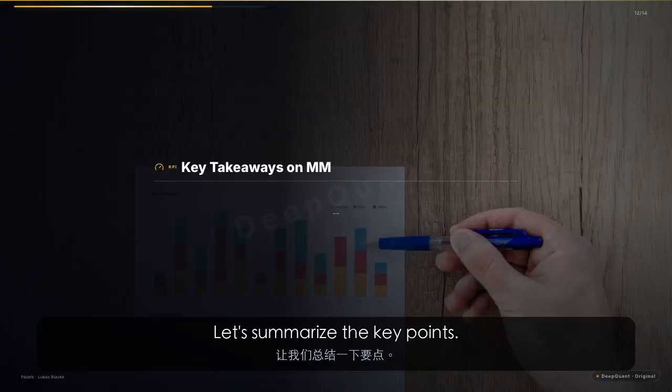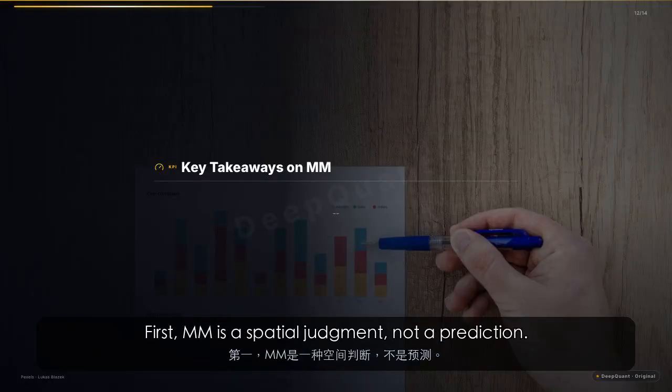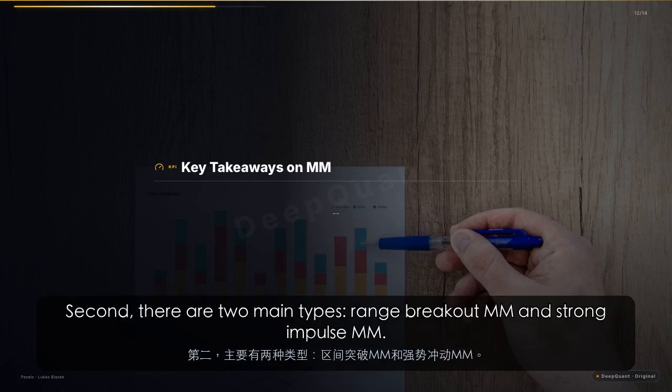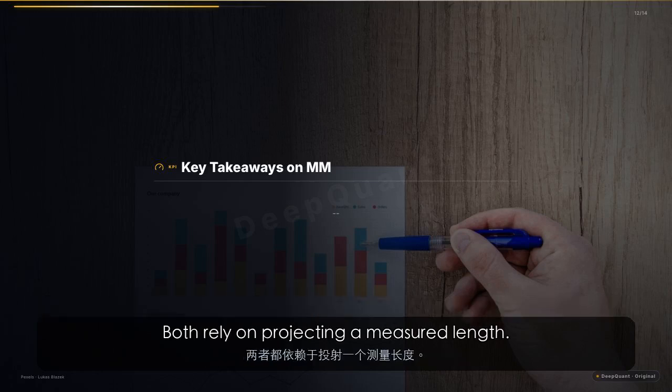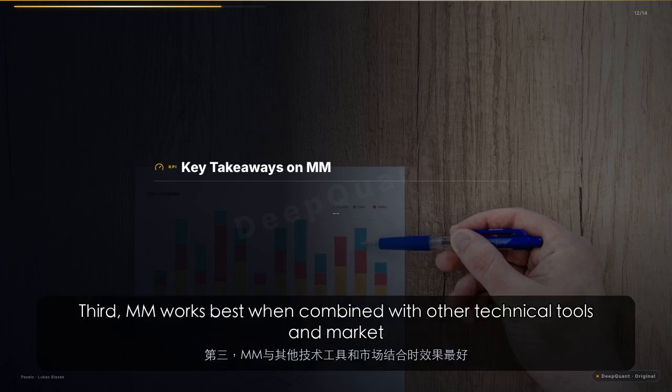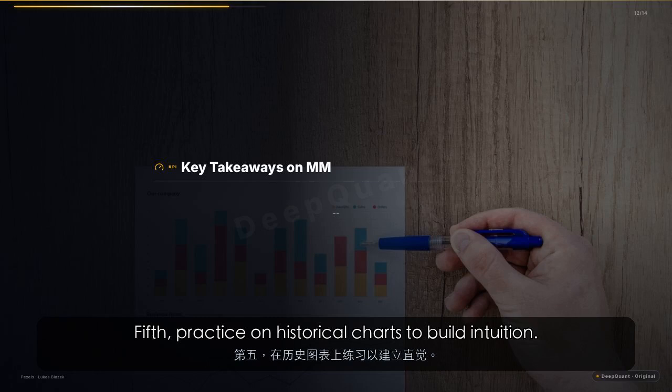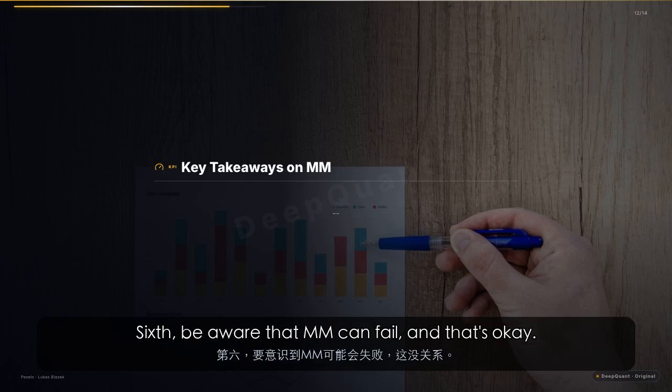Let's summarize the key points. First, the measured move is a spatial judgment, not a prediction. It tells you where a move might stop, not that it will stop. Second, there are two main types, range breakout and strong impulse. Both rely on projecting a measured length. Third, it works best when combined with other technical tools and market context. Fourth, always use stop losses and position sizing to manage risk. Fifth, practice on historical charts to build intuition. Sixth, be aware that it can fail, and that's okay.